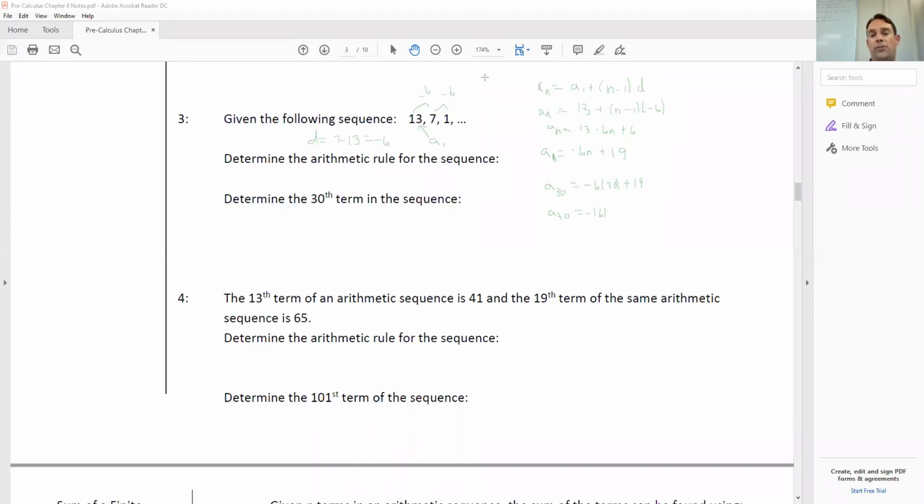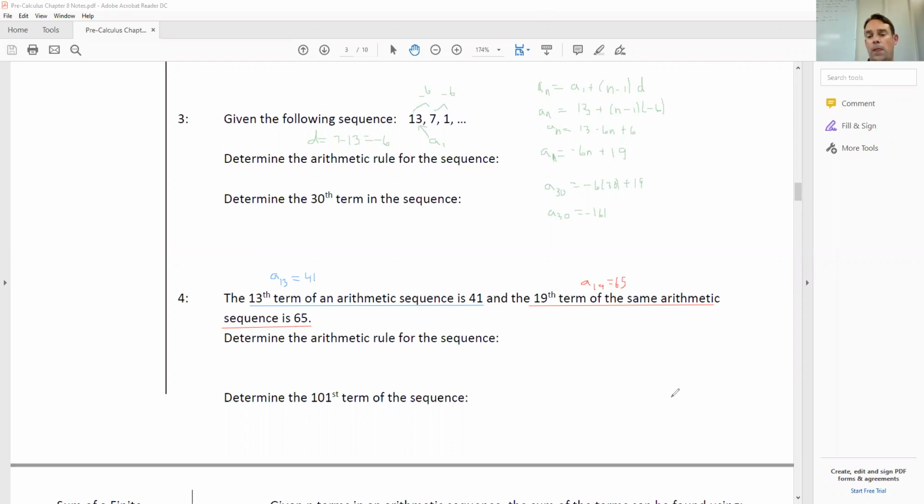Now we get to something that's going to make us think a little bit more. We're told the 13th term is 41, and we're told the 19th term is 65. So in other words, the 13th term, that's 41, and the 19th term, a sub 19, is 65. And we're asked to figure out what the rule would be.